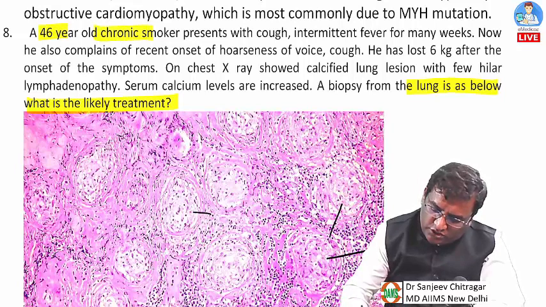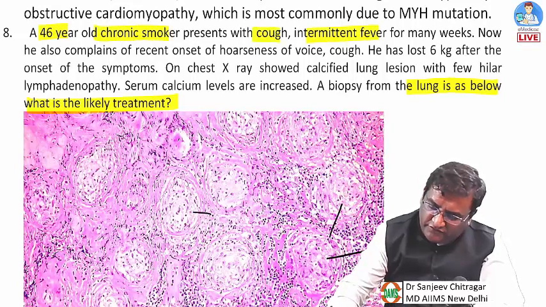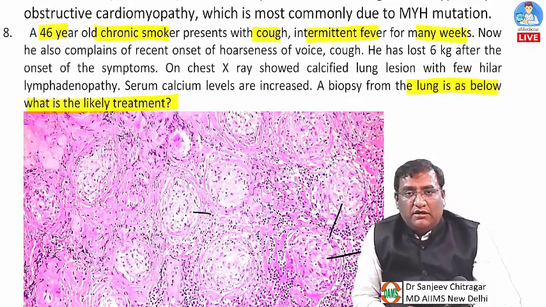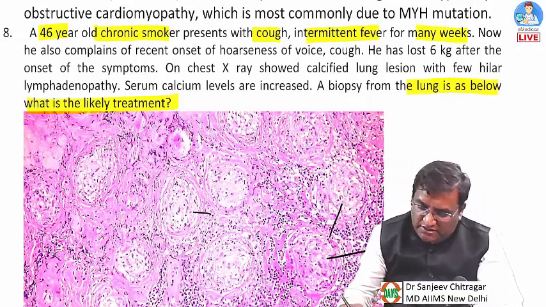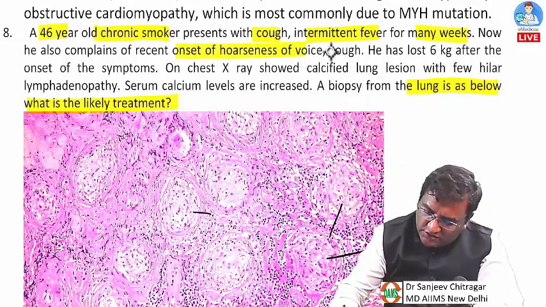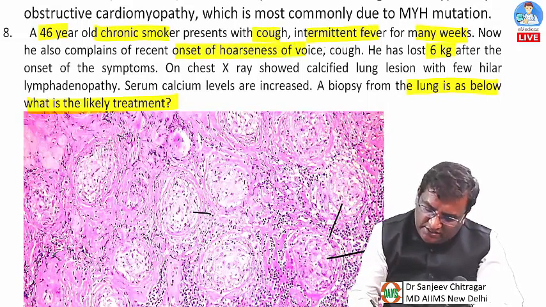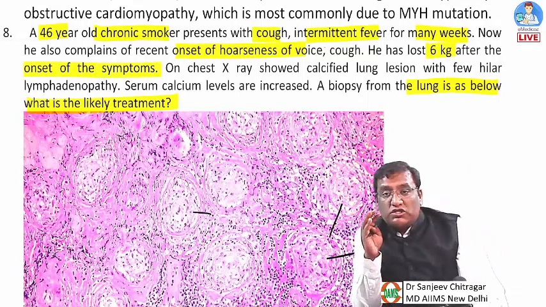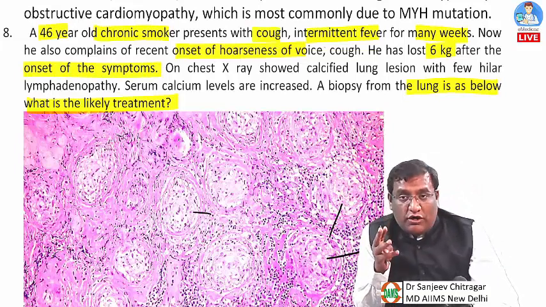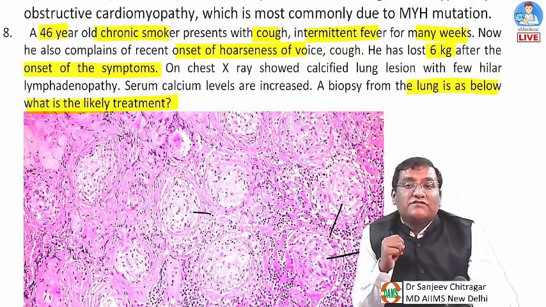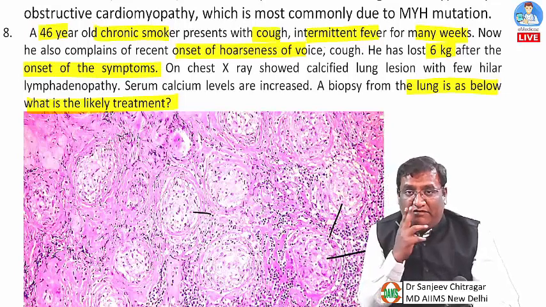A 46-year-old chronic smoker presents with cough and intermittent fever for many weeks. He also complains of recent hoarseness of voice. He has lost 6 kgs of weight after onset of symptoms, which looks like malignancy. Sarcoidosis and tuberculosis both can be differential diagnoses for malignancies, and both of them can have granulomas.